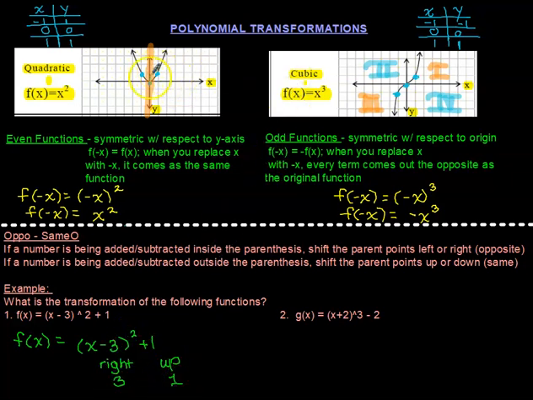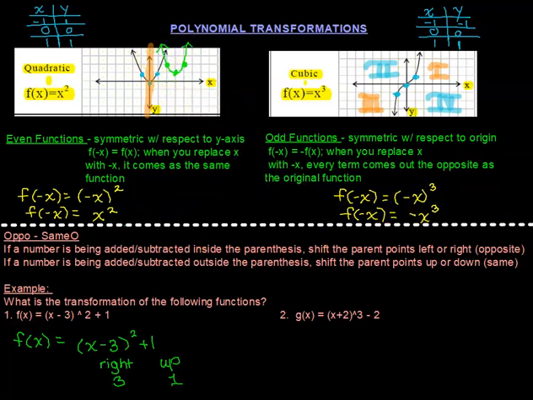From the parent graph. These 3 points in blue, I'm going to move them to the right 3. So 1, 2, 3, up 1. This next one, I'm also going to move to the right 3. 1, 2, 3, up 1. And this one as well. 1, 2, 3, up 1. And there's my new parabola. That's my new graph.